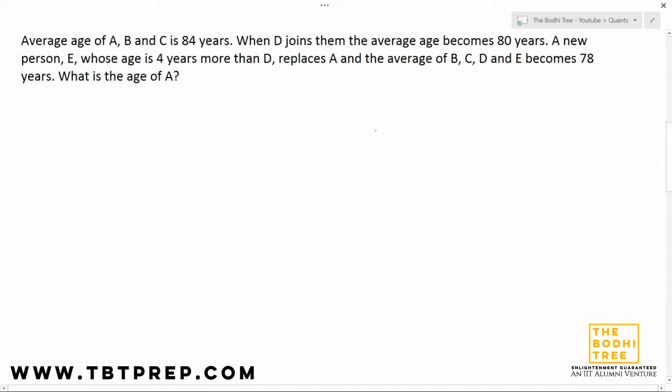Let's look at the second question. Average age of A, B and C is 84 years. So let's assume that the age of A is A, age of B is B, age of C is C. So we already know the formula for average.